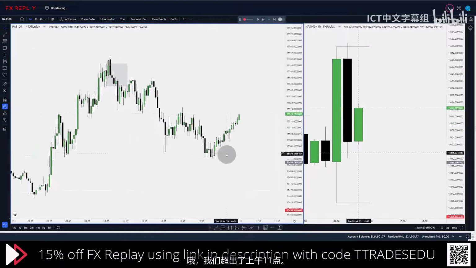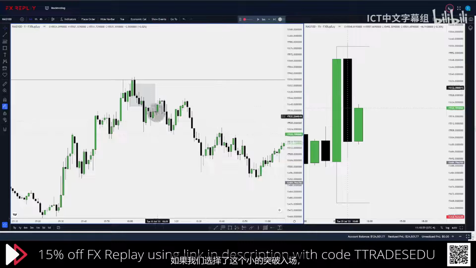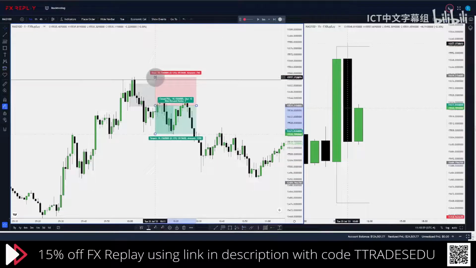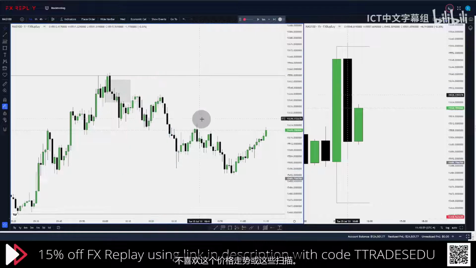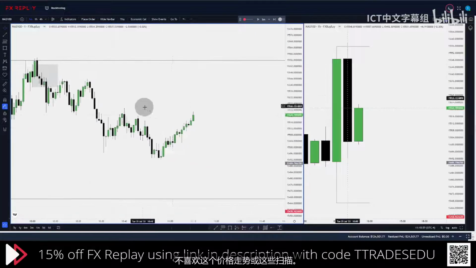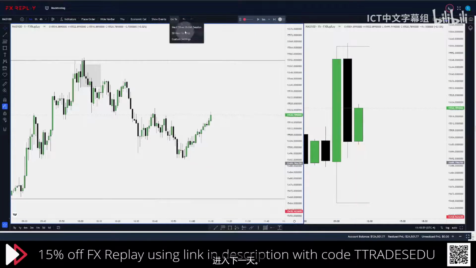So we're outside the 11 a.m. zone anyways. If we would have taken this little breaker entry, what would it have offered? Just about 2.5R. Not a fan of that price action or these sweeps in here. Let's go to the next day.